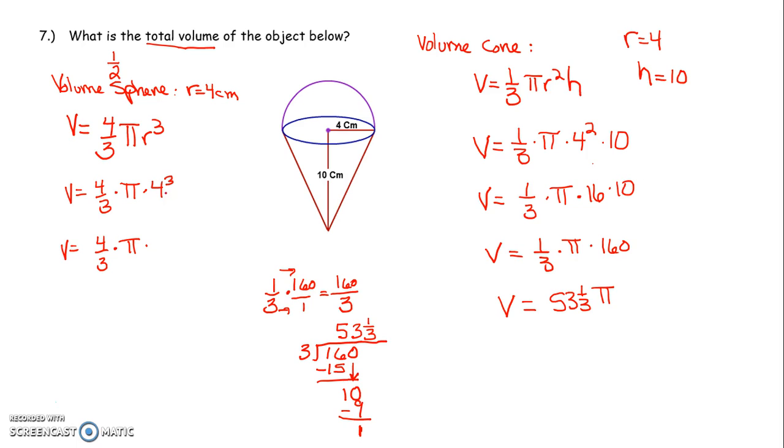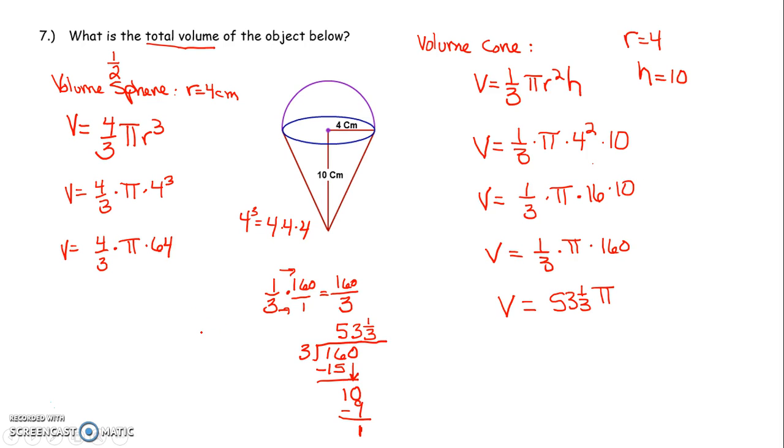4 times 4 is 16. Just want to make sure you know 4 cubed means 4 times 4 times 4. 4 times 4 is 16, times 4 more is 64. Alrighty, let's go ahead and multiply 4/3 times 64.